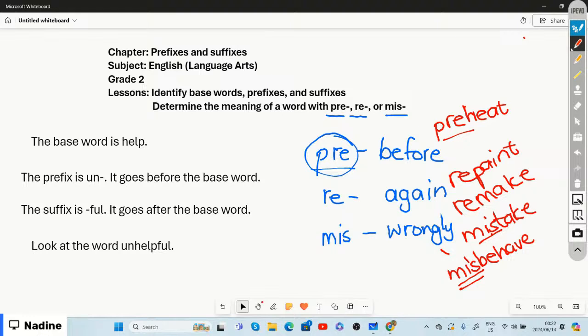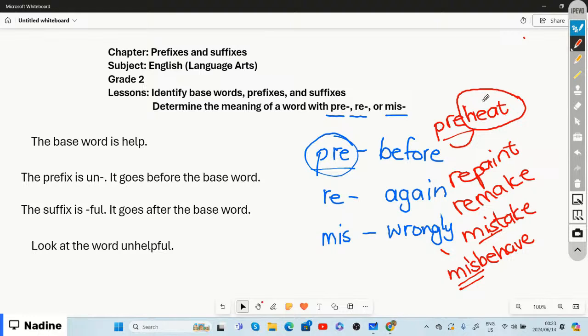So that is a few examples of our prefixes, which is pre, which means before, re, which means again, and miss, that means wrongly. And you will also find out that when it comes to our prefixes and our suffixes, we will have our base word. Like, for example, in this sentence, preheat, right? Our base word is heat. So now we add the word pre to the base word and then it changes the meaning of the word.